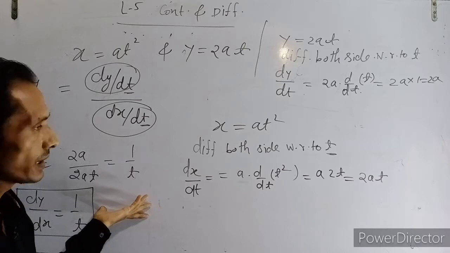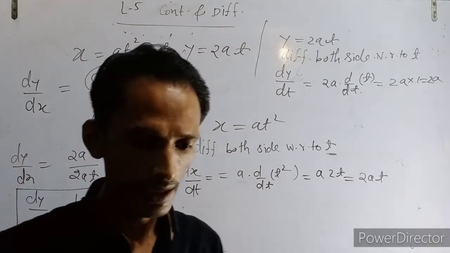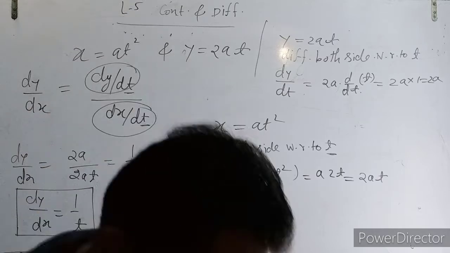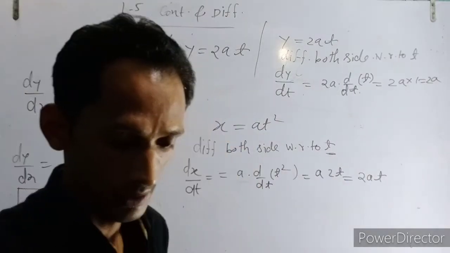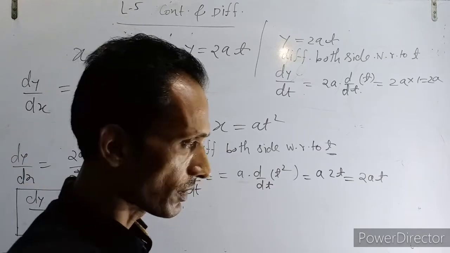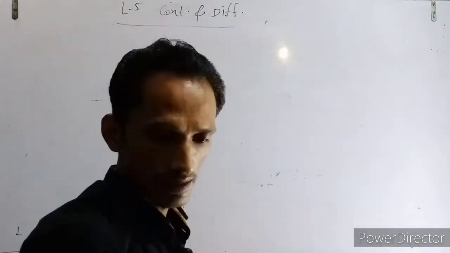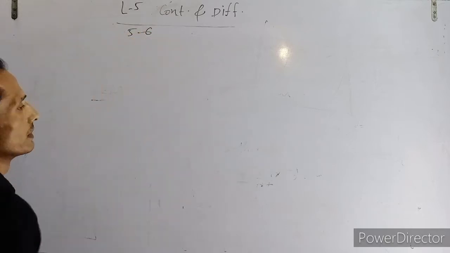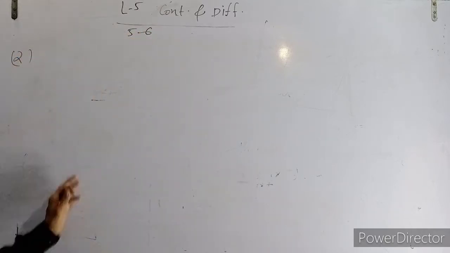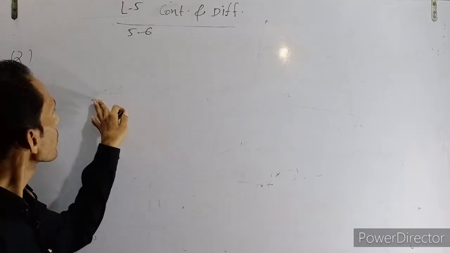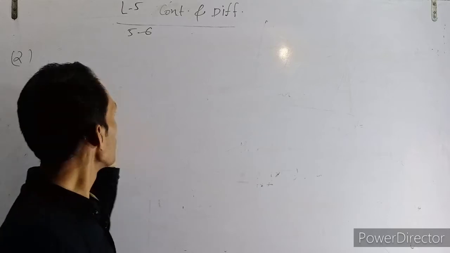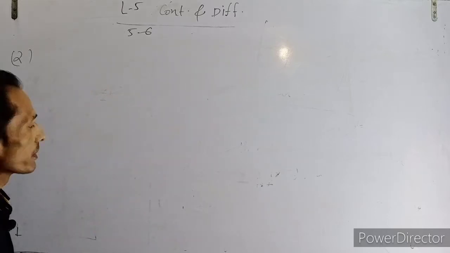So in this way you can do question number one, first, second and third. Now I have come to the second question, x equal to a cos theta. In the first question I gave you an example you can follow. Second, I am doing for the trigonometrical function.